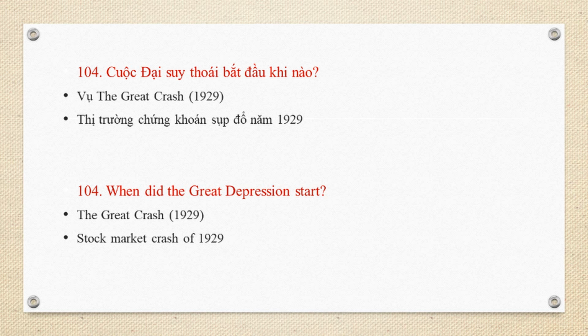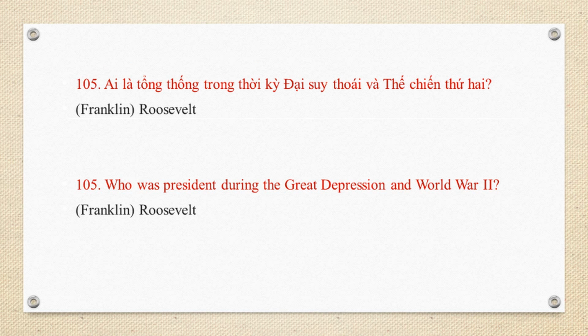104. When did the Great Depression start? The Great Crash, 1929. Stock market crash of 1929. 105. Who was president during the Great Depression and World War II? Franklin Roosevelt.